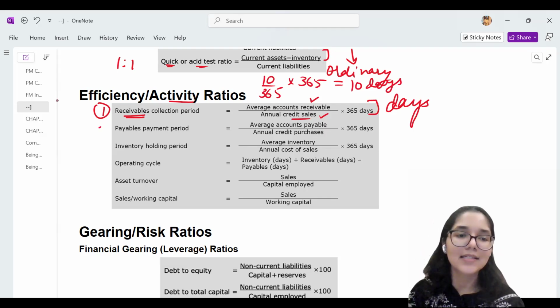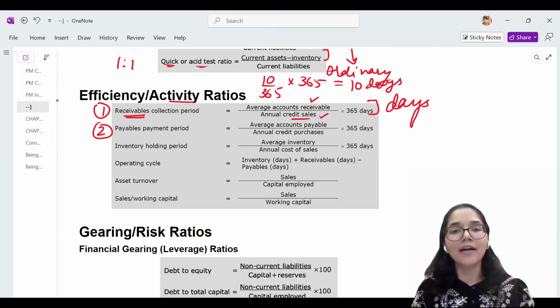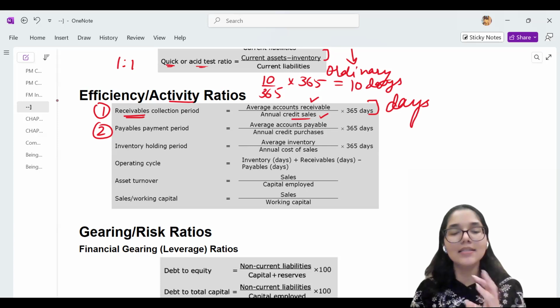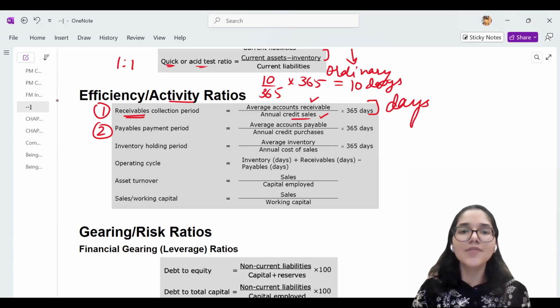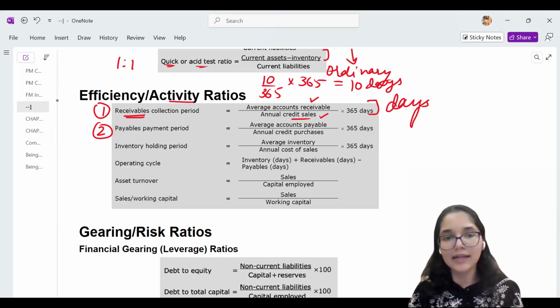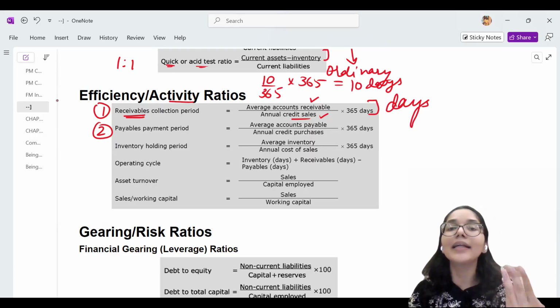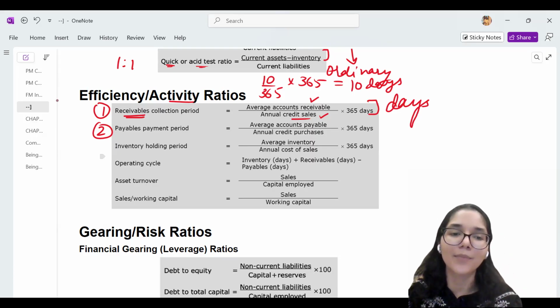Then the second thing is about the payables payment period. So similar to the receivables, here we are measuring how much time we take to pay our payables. What are payables? These are the balances that we owe to somebody else. So these may be our suppliers. We have bought things from them on credit. So now we have to pay them money after some time. So how many days do we take to make the payment to them? That is called the payable payment period.